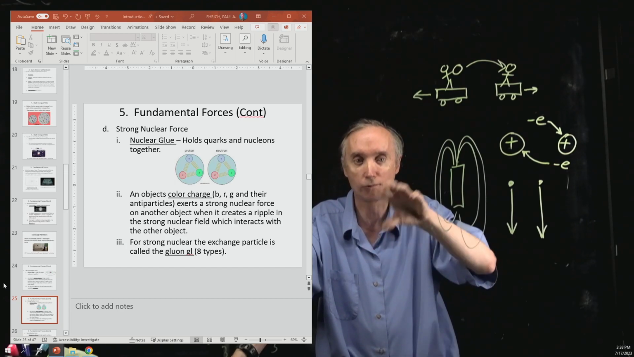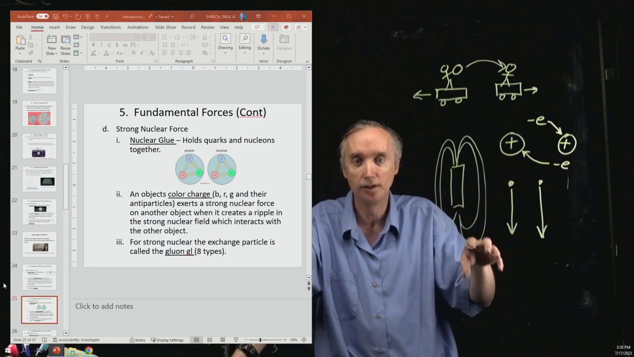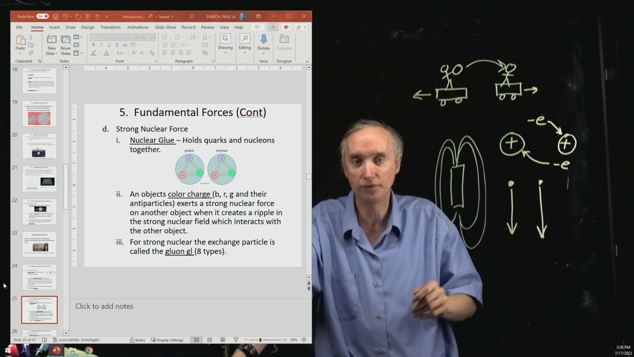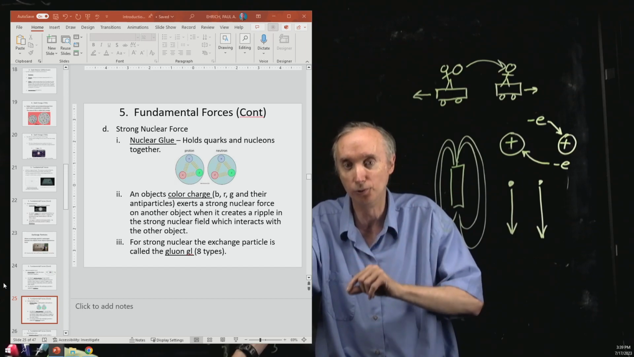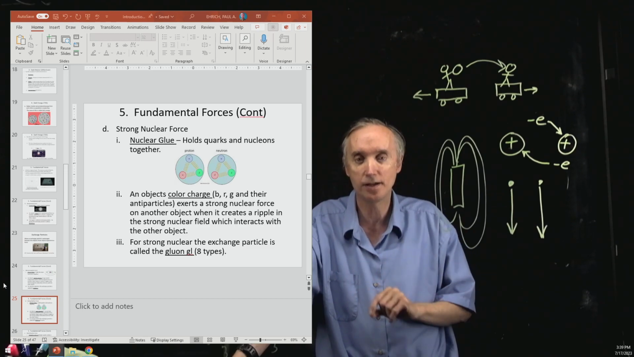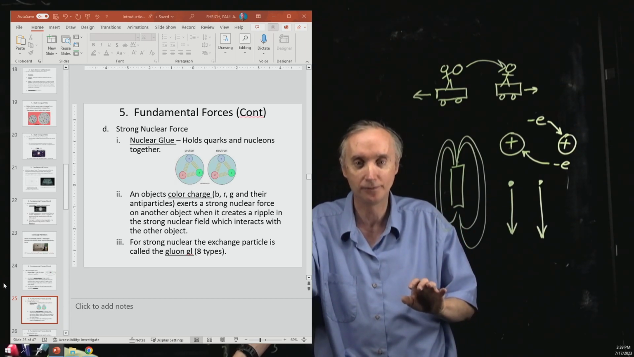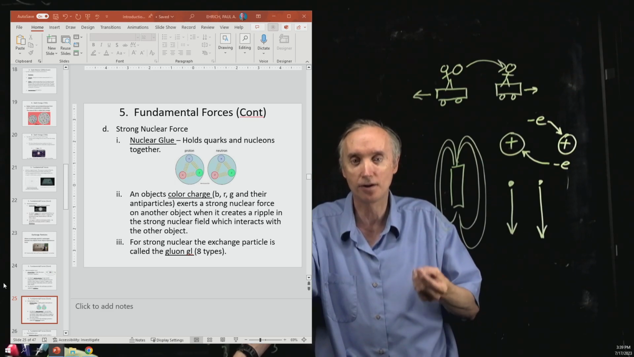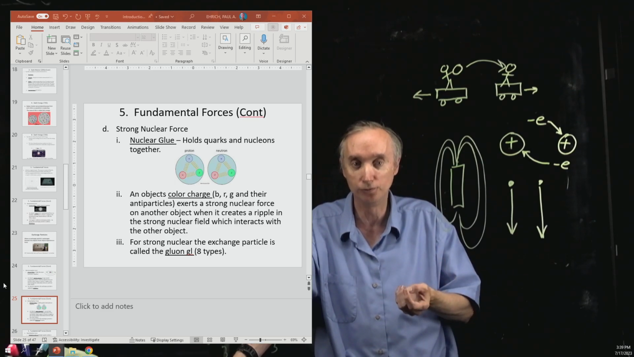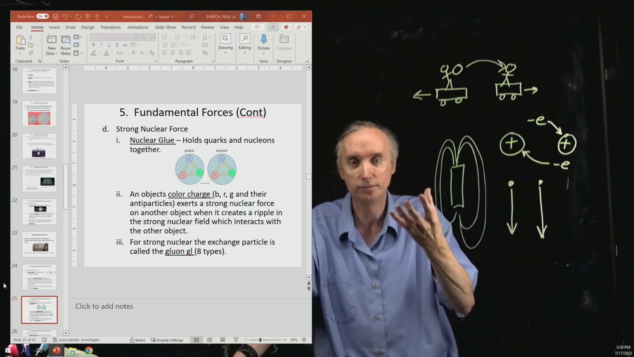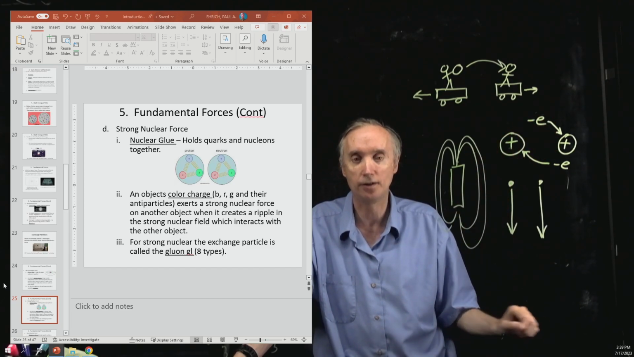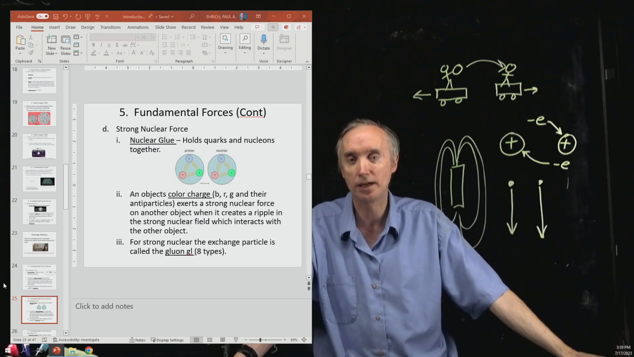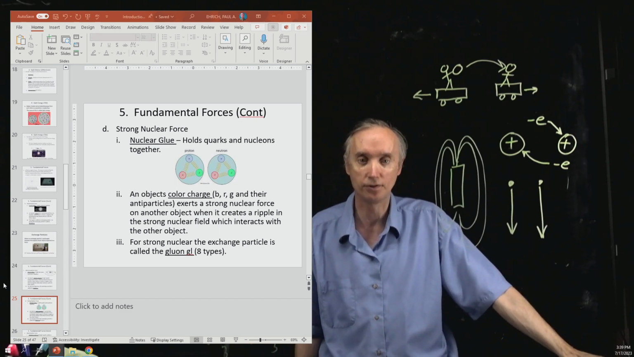It causes a ripple in the strong nuclear field, and that ripple is called a gluon. There are eight types of gluons, don't worry about that. But gluons are the strongest possible glue. And that's the force that's holding the quarks together to make the nucleons, the protons and the neutrons.